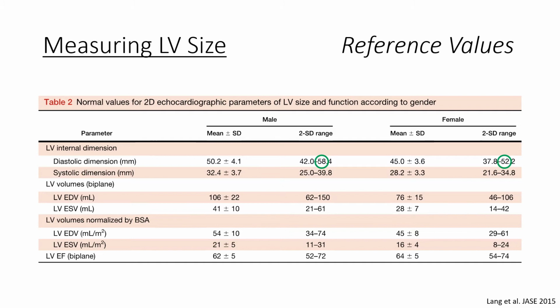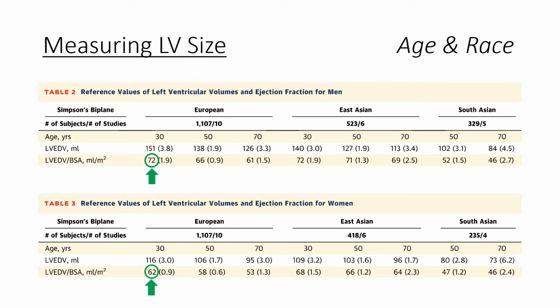And this is reflected in the guidelines that have cutoffs both for internal dimensions, but preferably for indexed LV volumes. And these 74 and 61 cutoffs look quite similar to this study, where we had 72 and 62 in European males and women at a young age, 30 years of age. But what's interesting in this study is as we look at older ages, and these are normal healthy people at slightly older ages, we appreciate the significant downtrend in upper reference values for the LV end diastolic volume. So from 72 down to 66 for 50-year-olds, down to 61 for 70-year-olds.